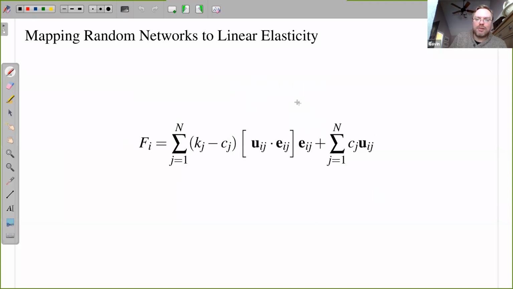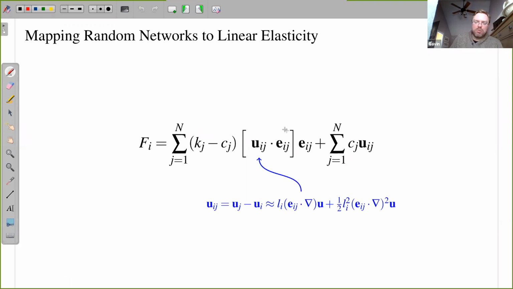But then you can compare that to the force in a lattice, right? And so here's the force. We have the usual stiffnesses. We have the non-central force constants, which penalize bonds moving around. We have displacement vectors, and then this is a unit vector in the direction that the bond is facing.